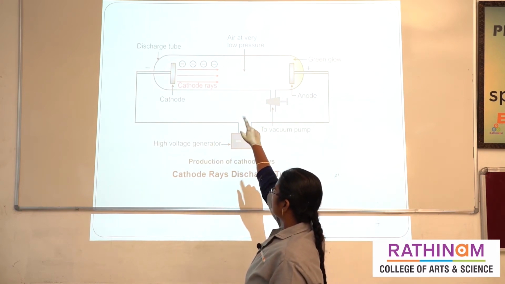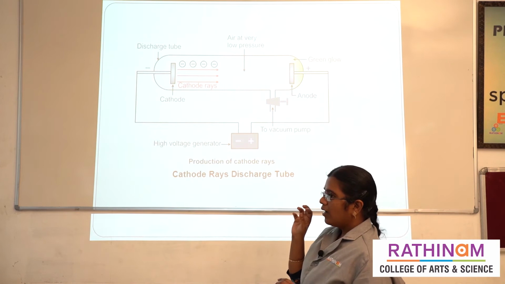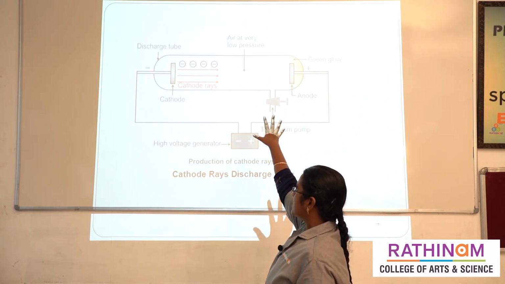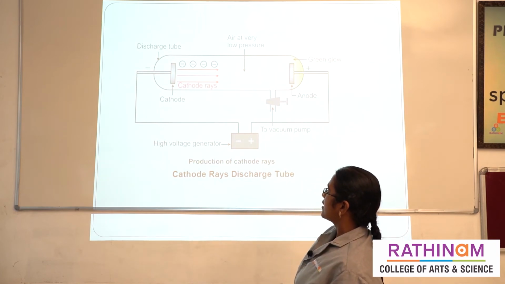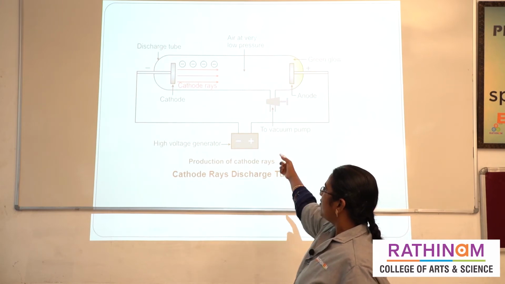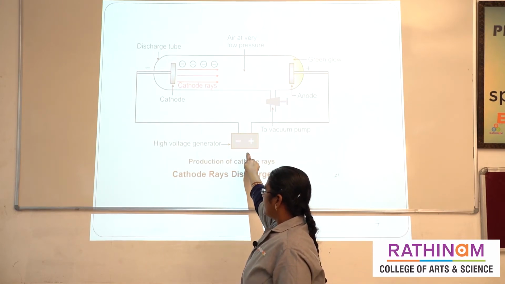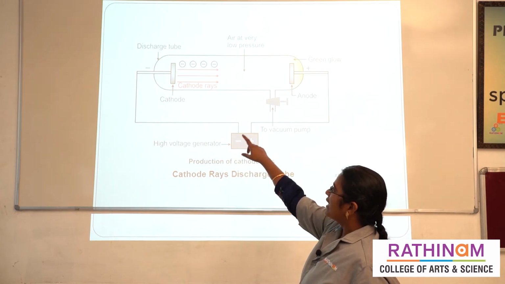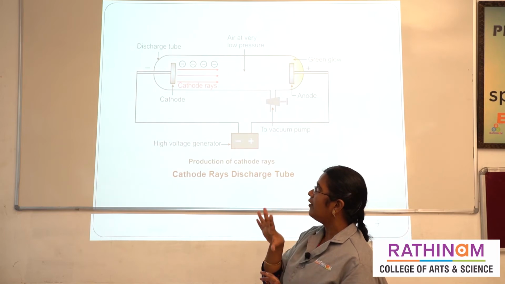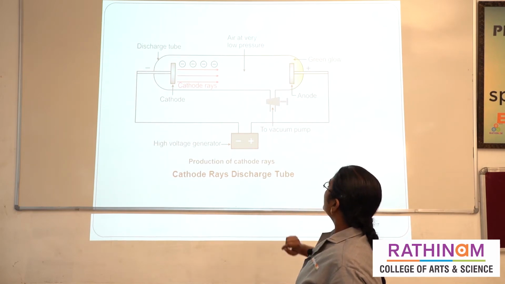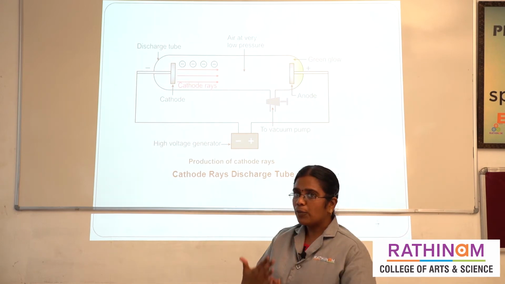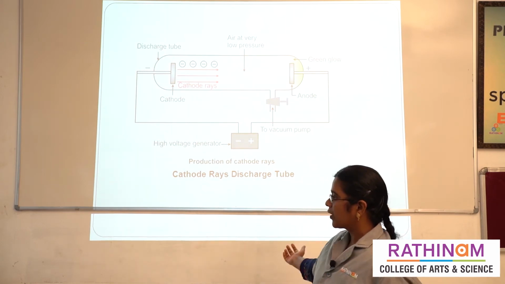Inside that gas discharge tube, we fill some gases or vapors, like argon or mercury vapor, and we maintain a low pressure inside the tube. We give a high potential from the high voltage generator. Automatically, at the cathode terminal, electrons are generated and move towards the anode. Finally, they end up at a photographic plate, and at that time it will also produce a fluorescent effect.